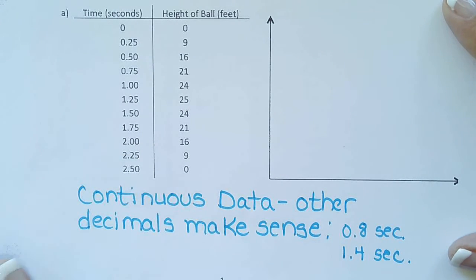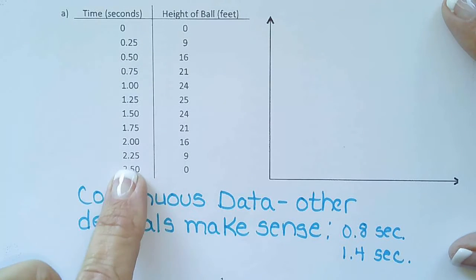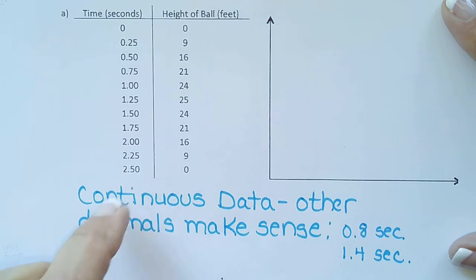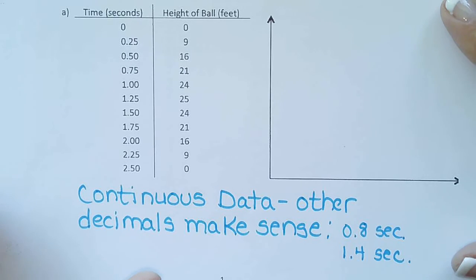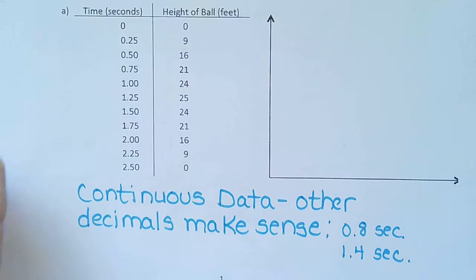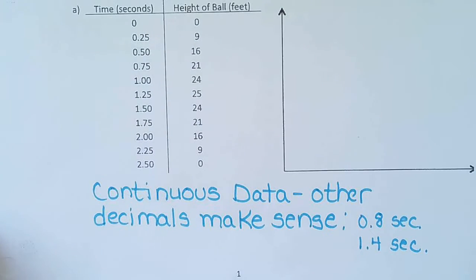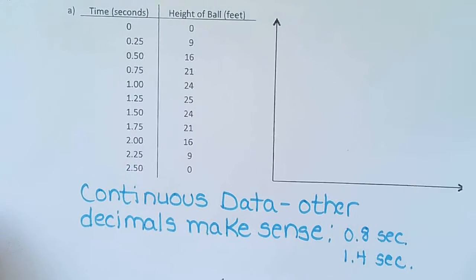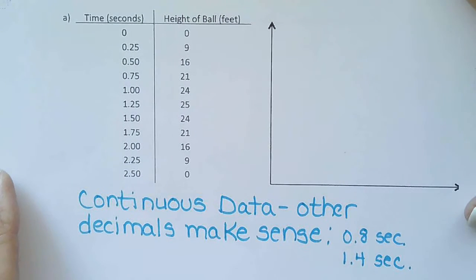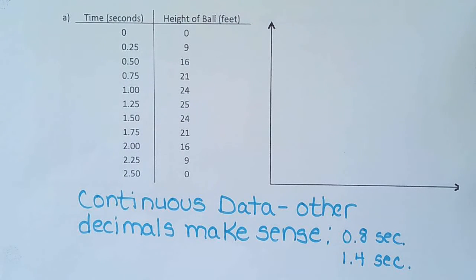So as we were saying, that means that it would be continuous data because any decimal, not just the decimals listed, makes sense for the problem. And like I said earlier, we're not going to be graphing these. We're just practicing on the continuous and discrete data.